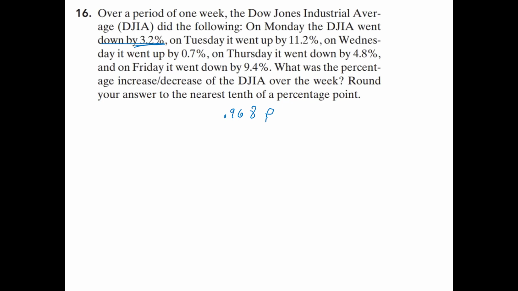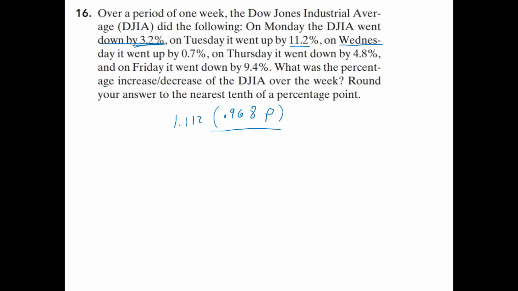You're going to take 0.968 and multiply it times whatever it started at. We don't know what that is. But now this is our new amount, right? 0.968p is what it was worth at the end of the day on Monday. On Tuesday, it went up by 11.2%. So then we're going to multiply this amount by 1.112, right? Because your R is 11.2%. Move the decimal point over, 1 plus that, 1.112.